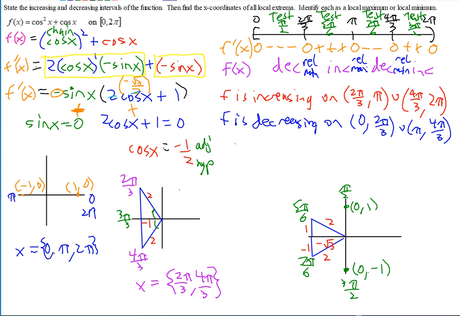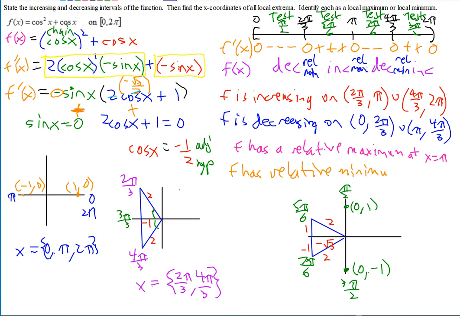So we can say f has a relative maximum at x equals pi, and f has relative minimums at x equals 2 pi over 3 and x equals 4 pi over 3. And that's what I was asking for.